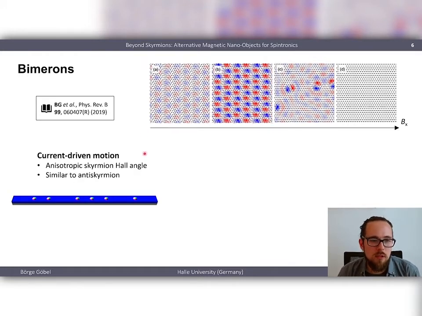We have already discussed the current-driven motion. It's similar to other objects like the antiskyrmion that I will discuss next, and it is based on these anisotropic features in the skyrmion Hall angle.